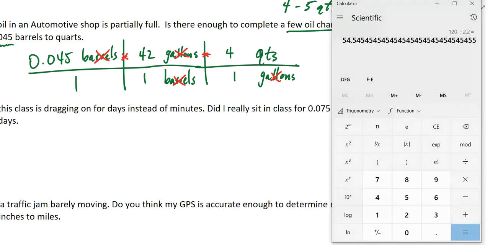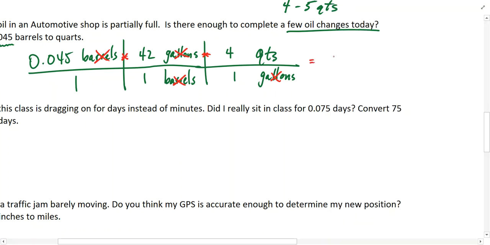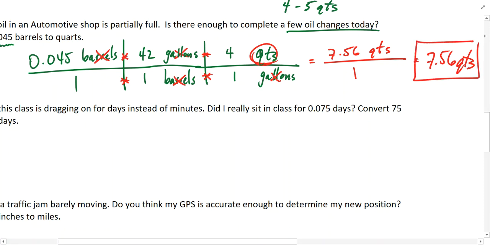So pull out my calculator here, 0.045 times 42 times 4 looks like 7.56, and our units canceled until we got to the end here, so we're dealing with quarts across the top. The math across the bottom is pretty easy. 1 times 1 times 1 is equal to 1 with no unit. So it looks like we have about 7.56 quarts left in that barrel.